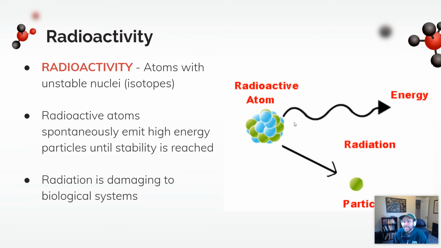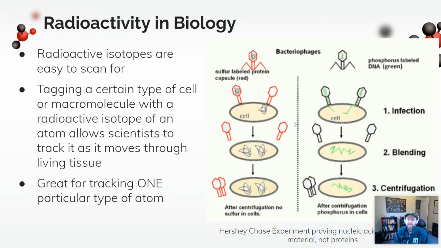So I mentioned unstable isotopes, and these are going to have something called radioactivity. Radioactive atoms are radioactive because they're going to spontaneously emit high energy particles until they get stable. And radiation can be really damaging to biological systems. It can alter DNA and cause all sorts of problems in our cells. However, we also like radioactivity in biology because it allows us to scan for things we can't see with our eye or even with a microscope.